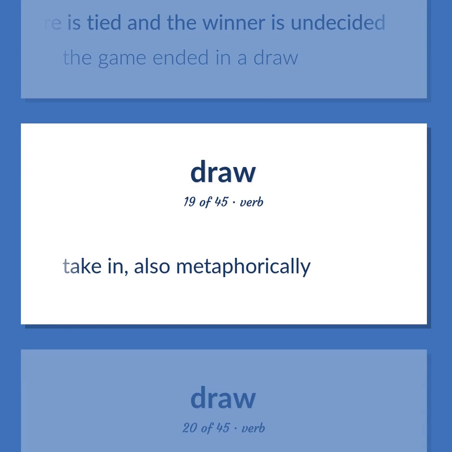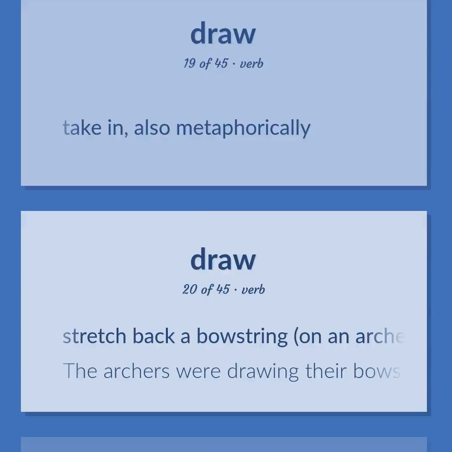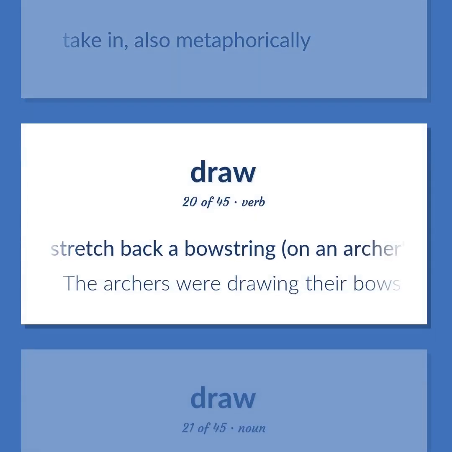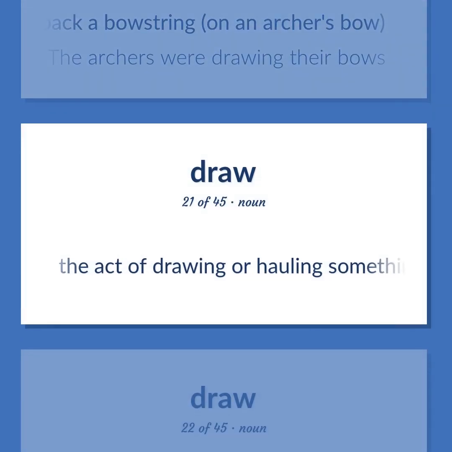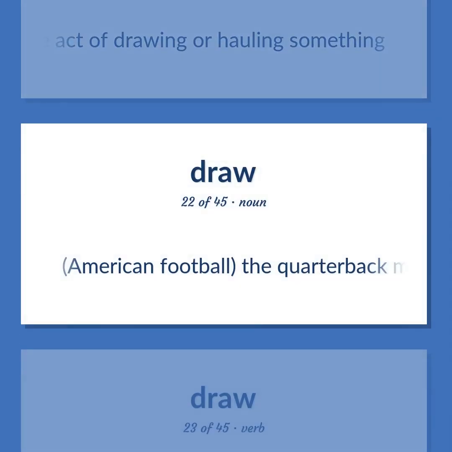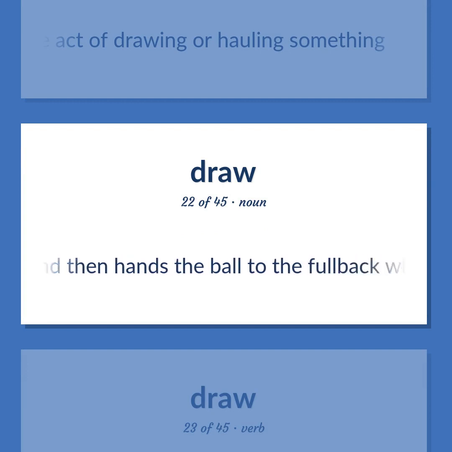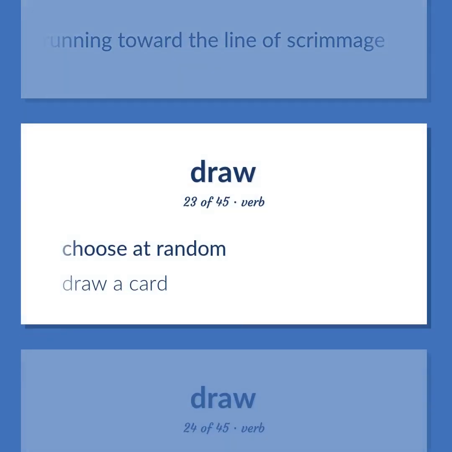Take in, also metaphorically. Stretch back a bowstring on an archer's bow. The archers were drawing their bows. The act of drawing or hauling something. American football: the quarterback moves back as if to pass and then hands the ball to the fullback who is running toward the line of scrimmage. Choose at random: draw a card.